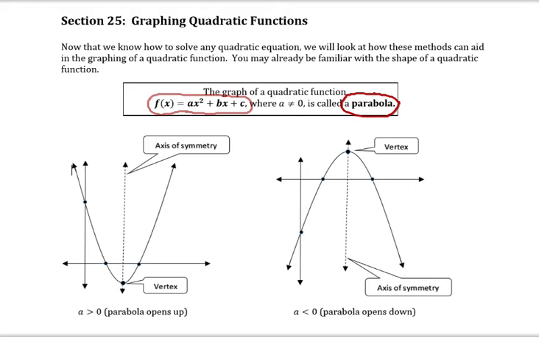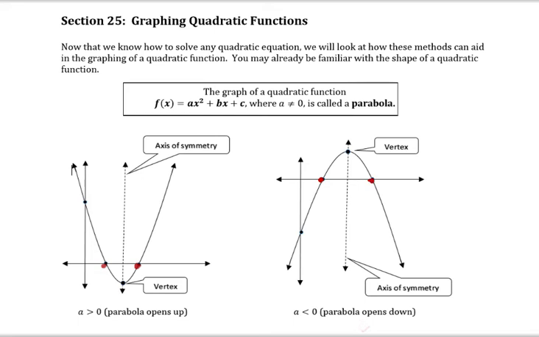So here we see two different parabolas. The first one opens upwards and the second one opens downwards. And what determines this is the first coefficient. So if the first coefficient a is positive, the parabola opens upwards. And if the first coefficient a is negative, the parabola opens downwards. We will talk about some properties.